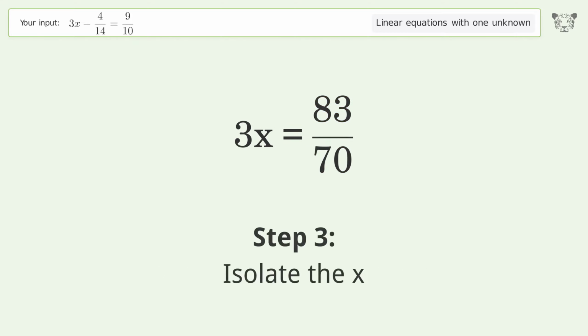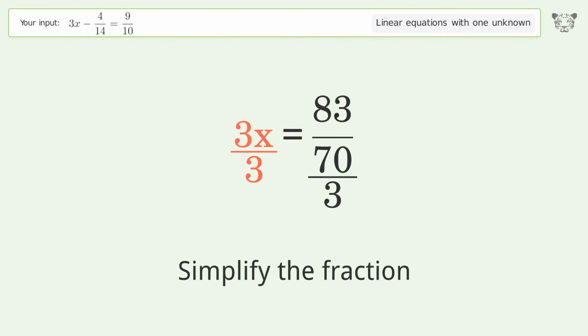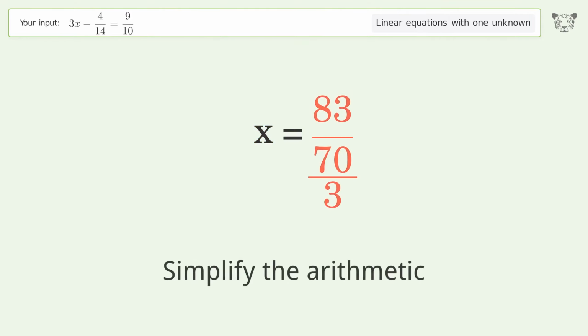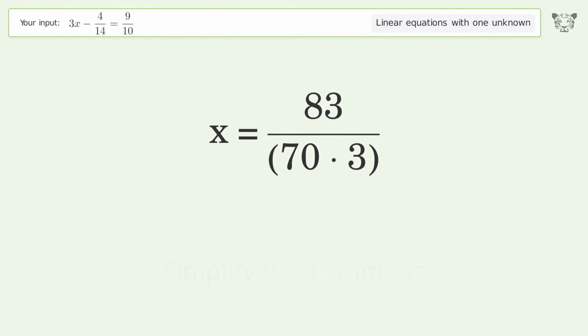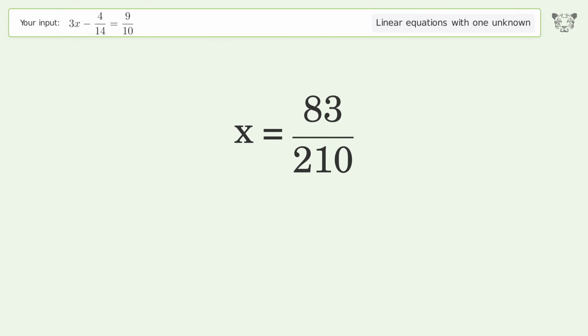Isolate the x. Divide both sides by 3. Simplify the fraction. Simplify the arithmetic. And so the final result is x equals 83 over 210.